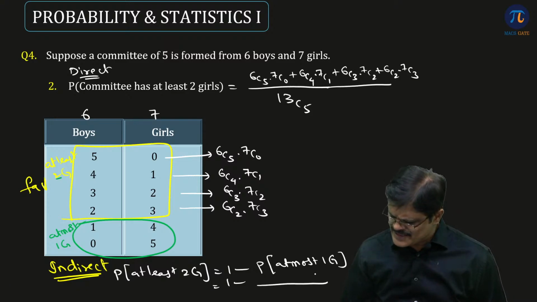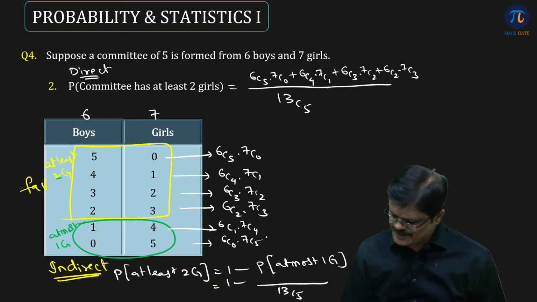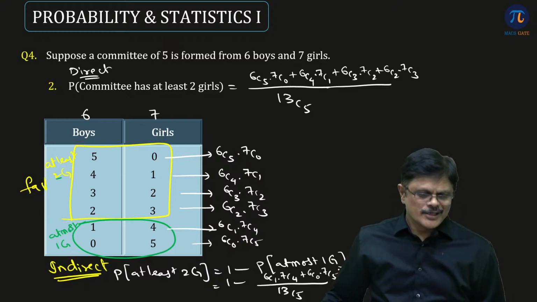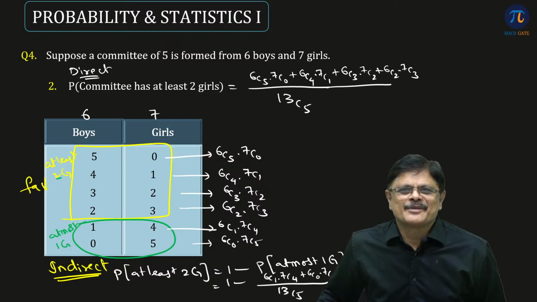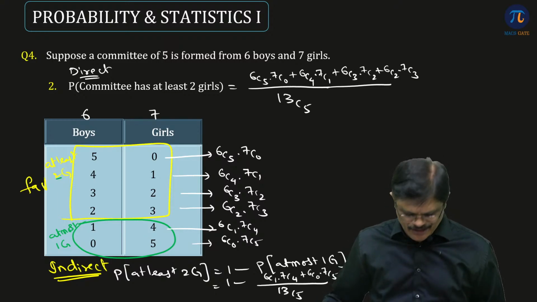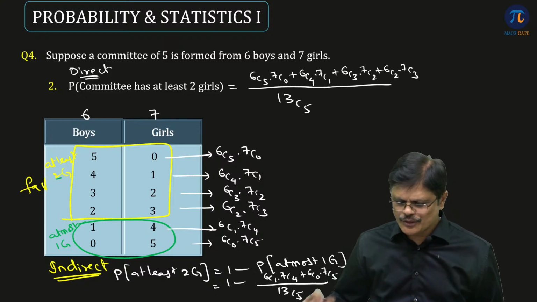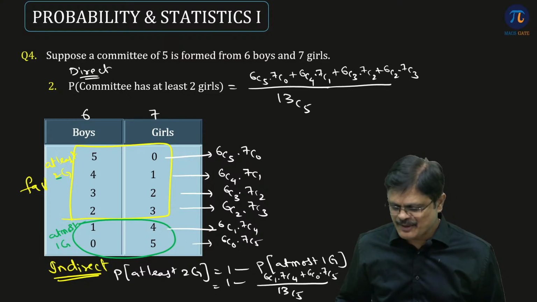So what is the answer for this, sir? 1 minus, this is 13C5 in the denominator, and in the numerator these 2 terms. This is nothing but 6C1 into 7C4, and this is 6C0 into 7C5. So simplifying, you are going to get the required answer. Am I clear? All of you able to follow? So that is the idea for such problems.